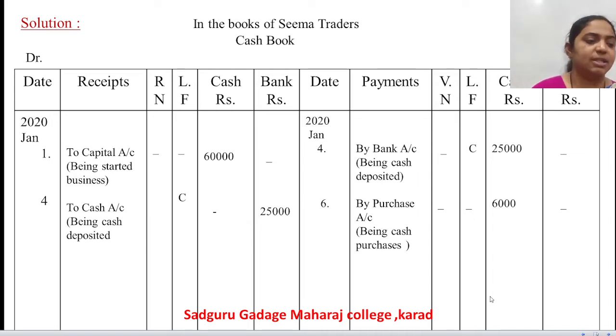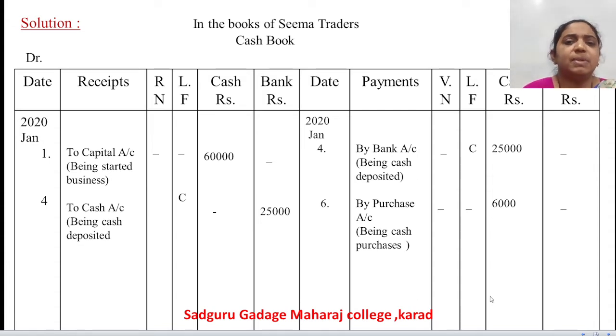In the first transaction, it is said that 2020 Jan 1, started business with cash. Whenever you start the business with cash, the entry for this is cash account debit to capital account. So on the cash account debit side, you will write 2020 Jan 1, to capital account 60,000 rupees in the cash column, being started business. This is very simple, same as how you write for the single column cash book.